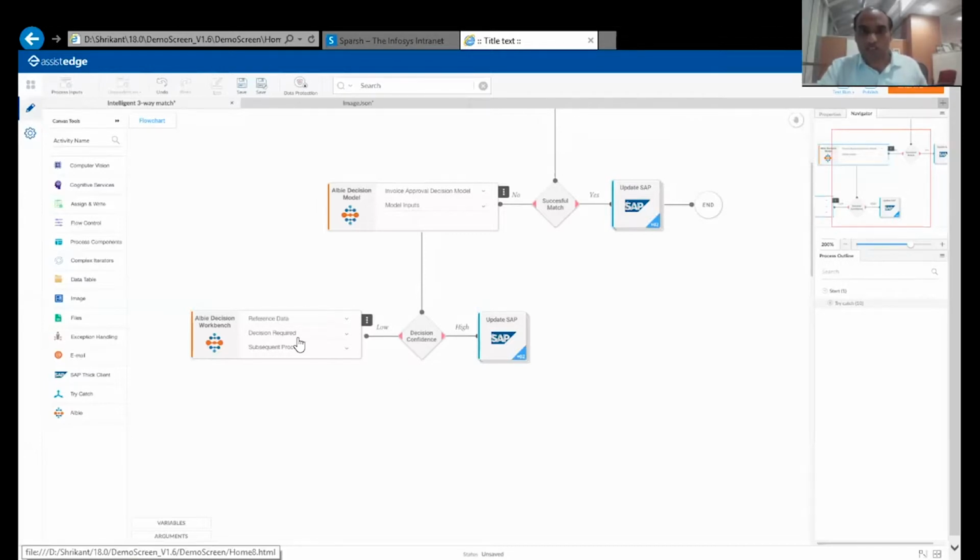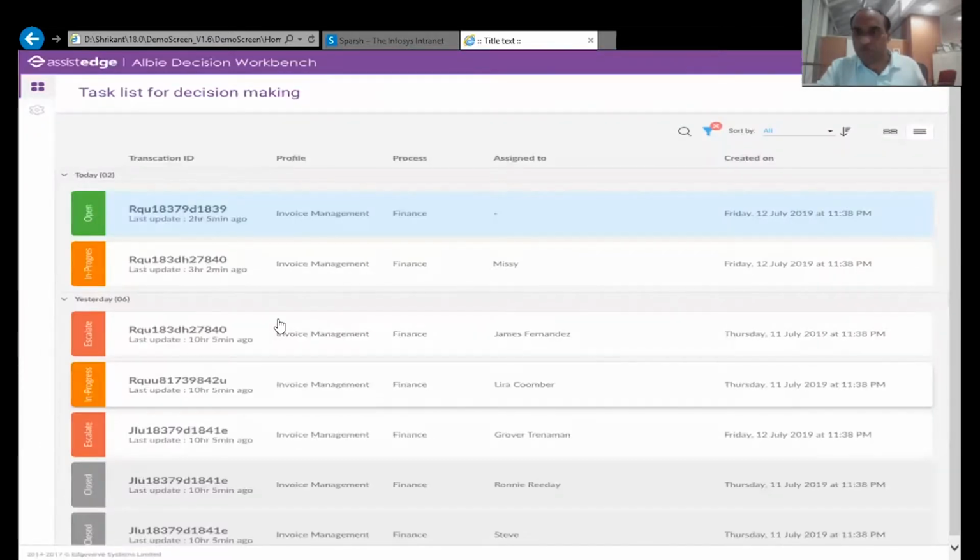But what we did was apply our AIIA decision workbench, which is a very simple human interface within the scope of the automation, so that the humans can take a decision, but the machine can also learn from it.